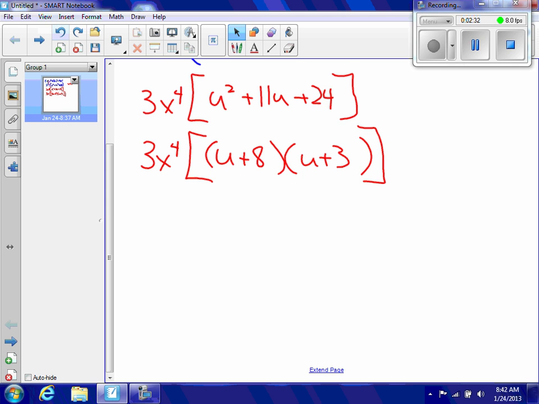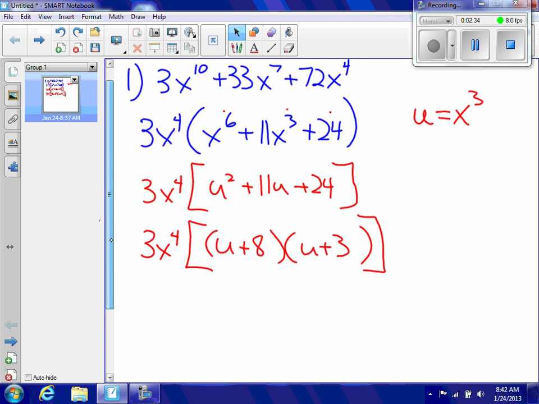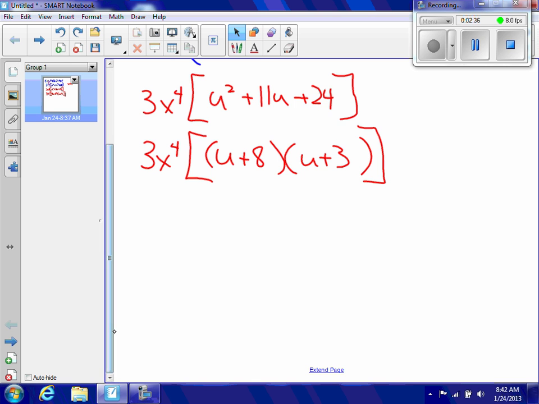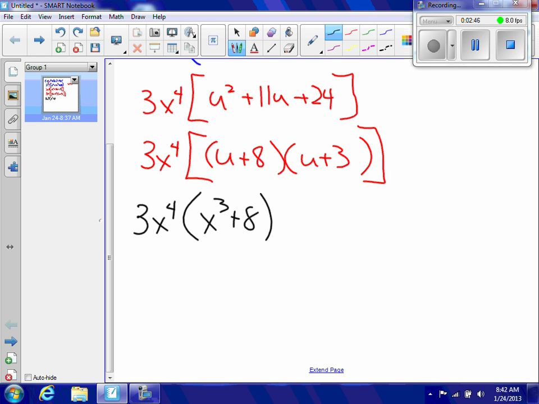Well, remember, u is equal to x cubed, and I have to do this in terms of x. So I have 3x to the 4th times x cubed plus 8 times x cubed plus 3. I got rid of my brackets because I didn't need them anymore to identify the trinomial there. So I just have a factored out polynomial here.